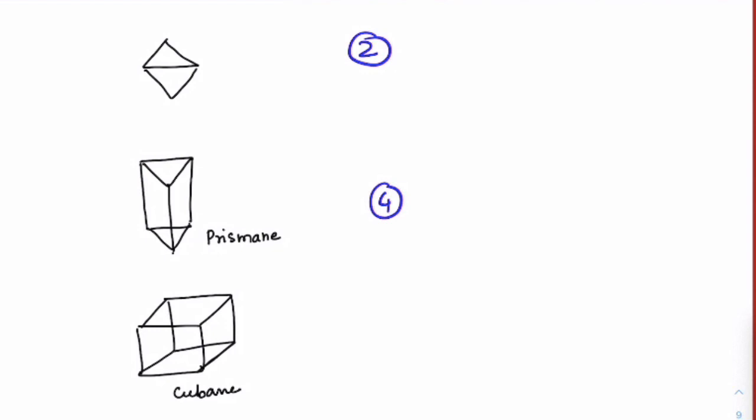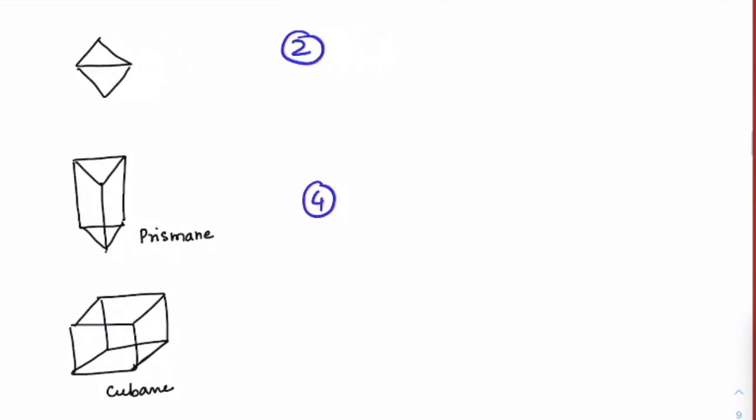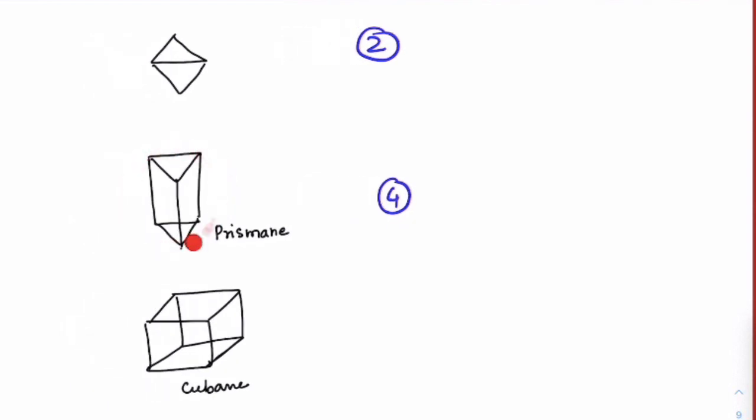The other way of putting it, just write the molecular formula here. Check out how many carbons we have: 1, 2, 3, 4, 5, 6. So 6 carbons, C6. Check out the number of hydrogens we have. Every carbon has 3 bonds, so only one hydrogen will be left. So one here, one here, one here, one here, one here, and one here. So how much is that? C6H6. So this is the molecular formula for prismane.